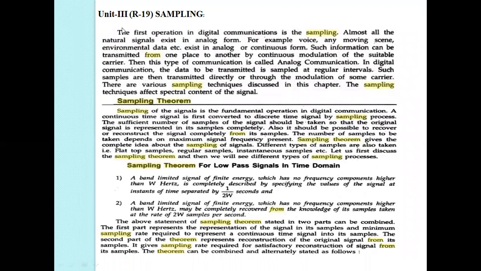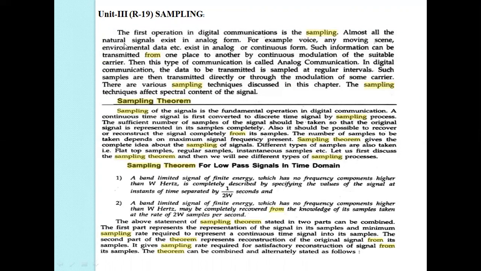So first of all, what is the operation? The first operation in digital communication is sampling. There are two kinds of communication: analog communication and digital communication. The first operation in digital communication is sampling, for the discrete time functions.